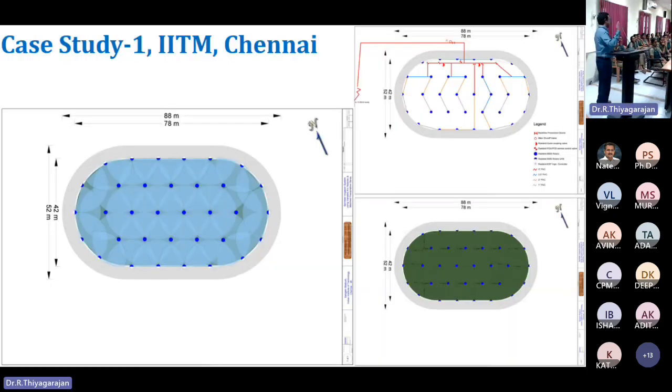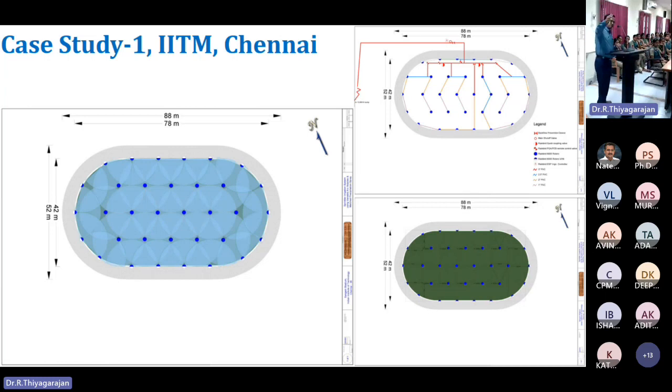Now this is a case study. This was done in IIT Madras. I have done this for almost 3 or 4 stadiums there. This is one example of how you go about placing the sprinklers. Now we have seen that we have populated it and the coverage is done.